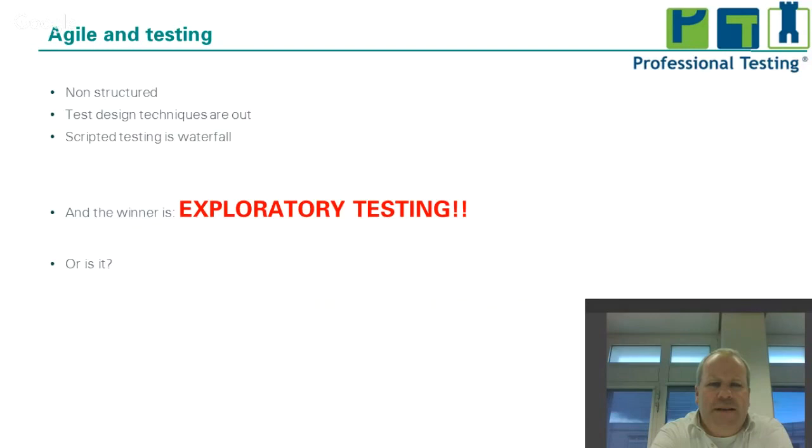Well, I can tell you, if exploratory testing is the only testing that you're going to do, you're going to end up with a lot of errors in production. So we need some kind of mechanism to tackle that. What would that be? I think the title of my presentation gives it away a bit.